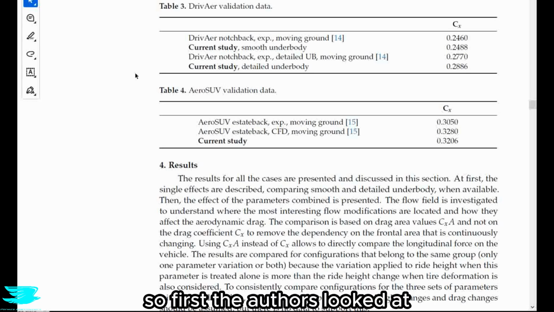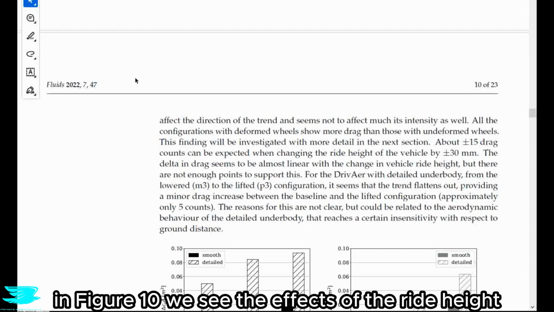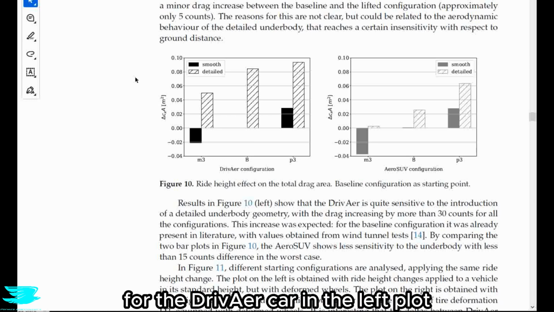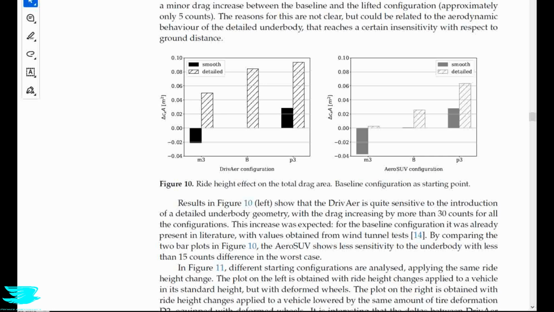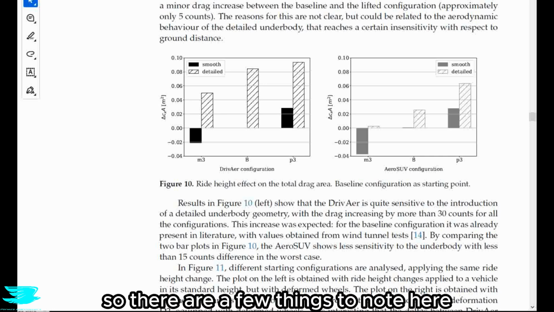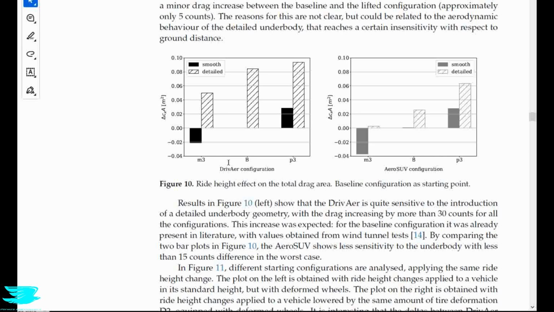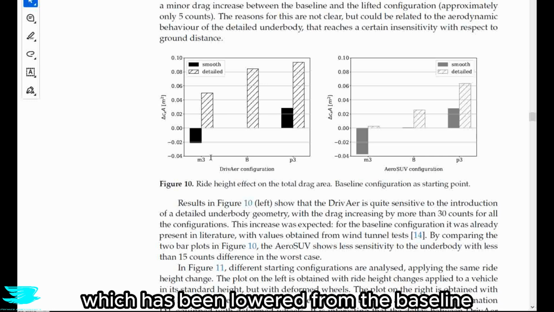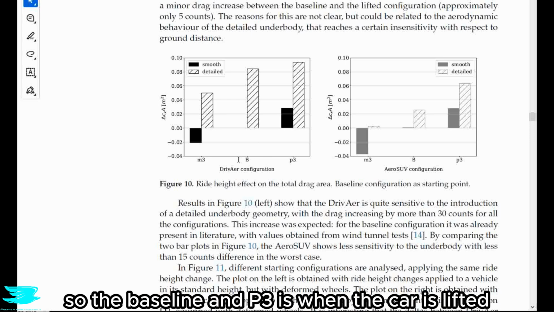So first, the authors looked at the effect of the ride height on the aerodynamics. In figure 10, we see the effects of the ride height on the drag area for the Driv car in the left plot and the Aero SUV in the right plot. So there are a few things to note here. The first is that the x-axis is for the different heights. So M3 is the entry car, it's been lowered from the baseline. B is the regular car height, so the baseline, and P3 is when the car is lifted.